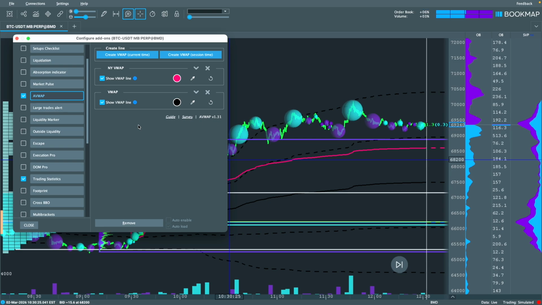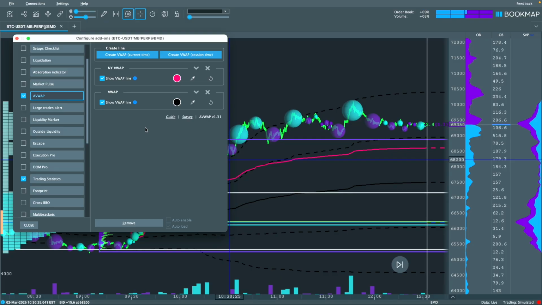So if price is above VWAP, it simply means price is currently trading above the average value of that session. And if price is below VWAP, it means price is trading below average price. So when price rotates around VWAP, it suggests balance around the reference point.